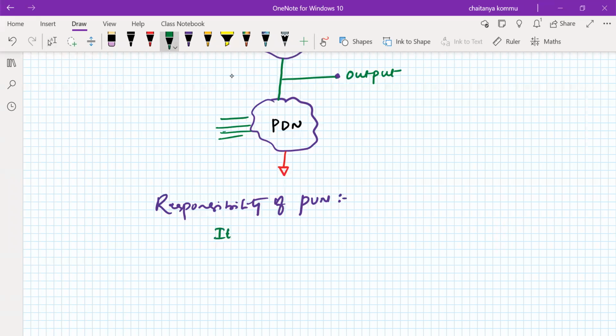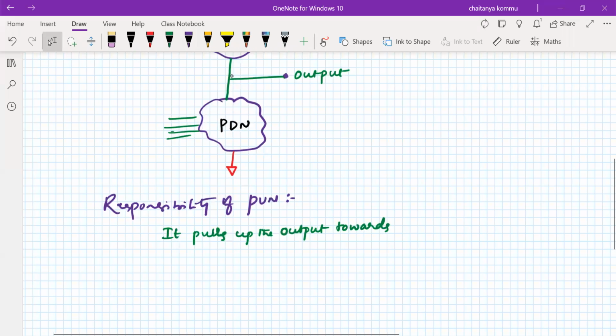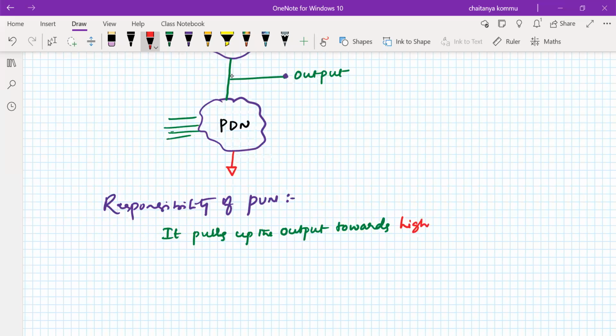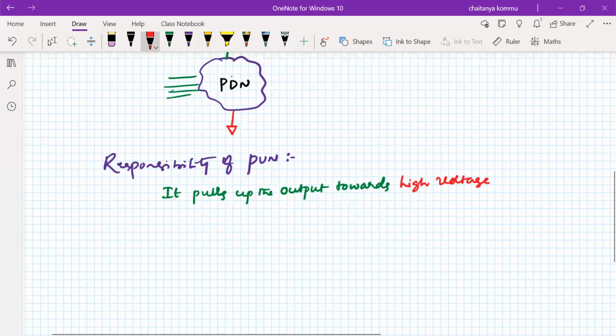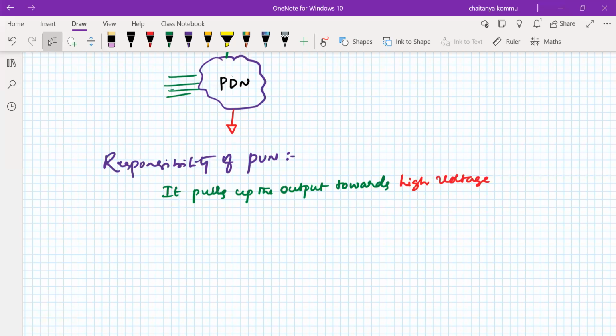I can simply write one statement: it pulls up the output towards a high value, high voltage, or the VDD side. Similarly, I can say what is the responsibility of this?